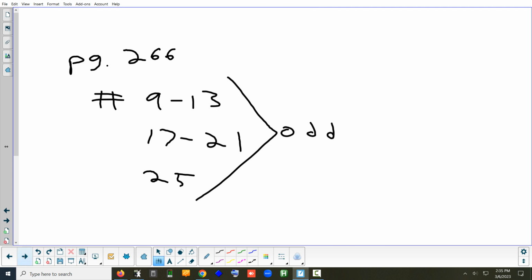Okay, so that's homework from 4.2. It is just odds, so make sure you don't do them all, otherwise you're going to do double problems. That's 9 to 13, 17 to 21, and 25.